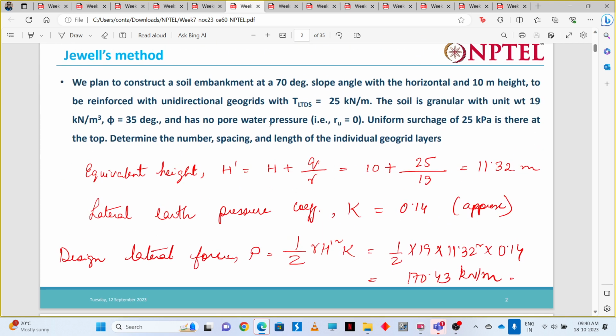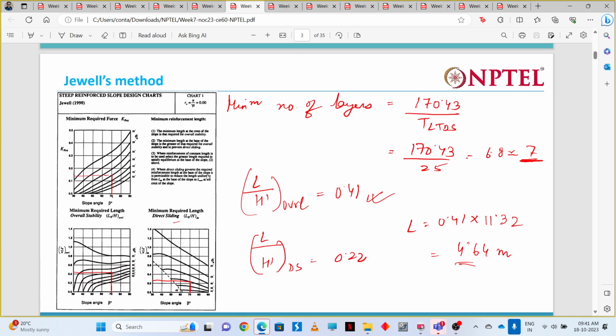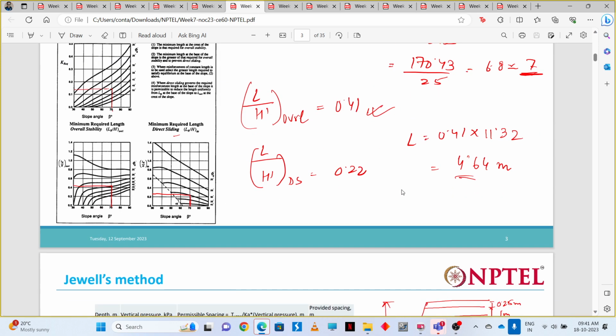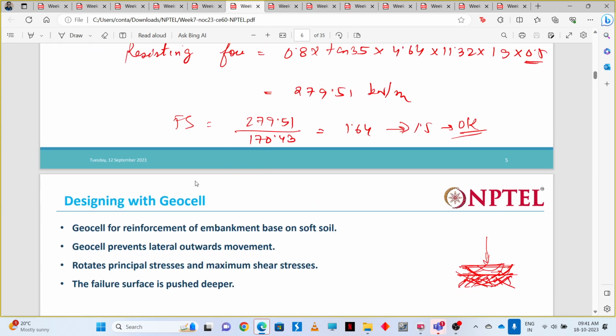We plan to construct a soil embankment at a 70° slope angle with the horizontal and 10-meter height, reinforced with unidirectional geogrid. The strength of the geogrid is given, the soil properties are given, there is no pore pressure mentioned, and a uniform surcharge is given. We need to determine the number, spacing and length of the individual geogrid layers. So we use these charts given by Jewell to solve the problem. These problems are very easy and straightforward.